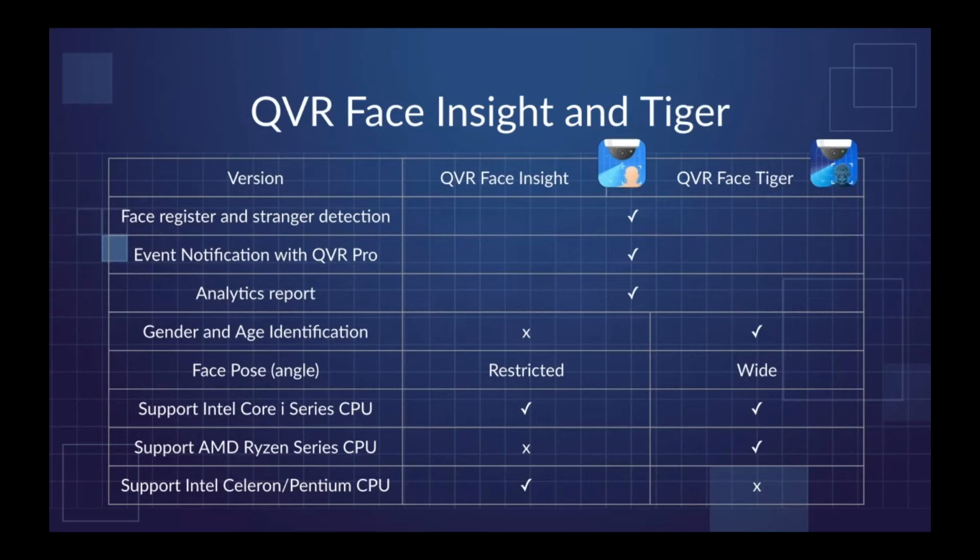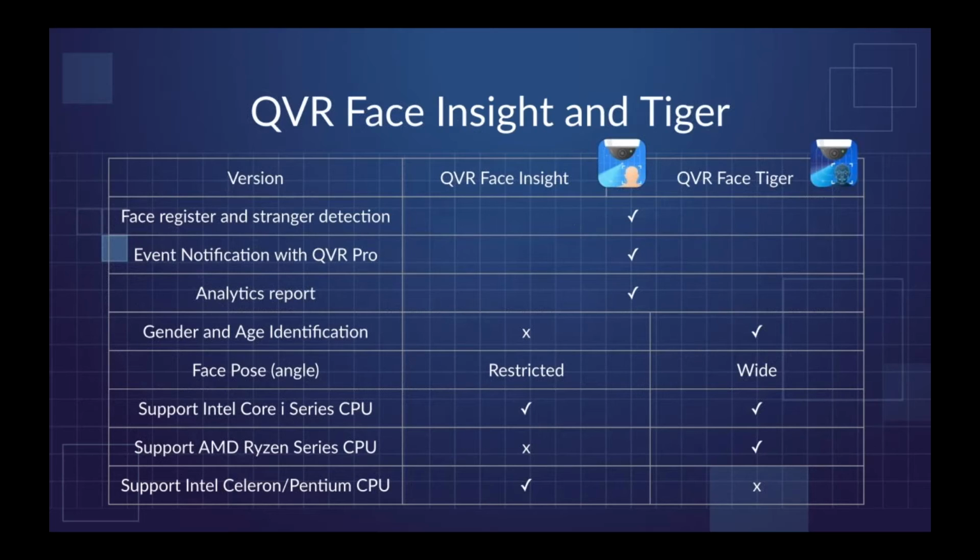So for the first three here, the face register and stranger detection, event notification with QVR Pro, and analytics report, these are all supported on both. However, if we're looking at gender and age identification, if QVR Face picks up a person, it can identify what gender they are and give an age range. This is only available with QVR Face Tiger and not the base QVR Face Insight.